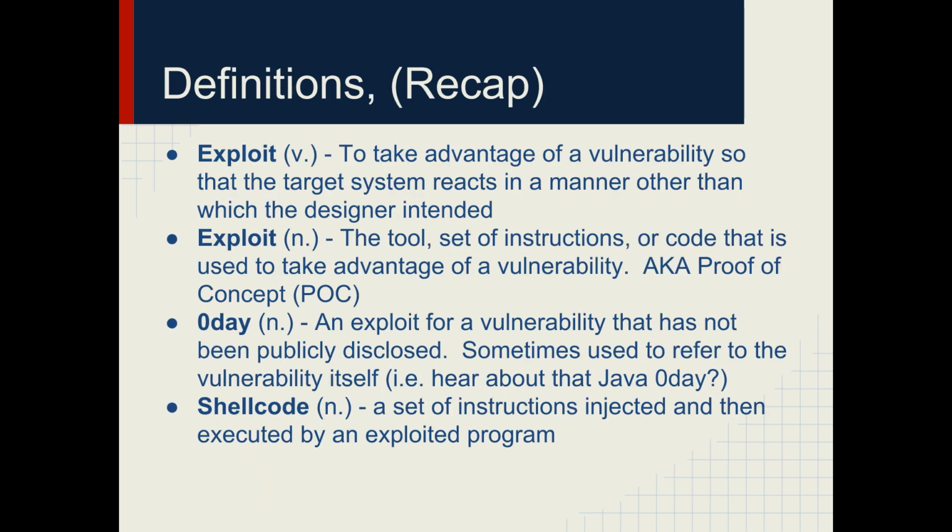It's really simple. To recap some of the definitions we need to know, to exploit something, as a verb, is to take advantage of a vulnerability, basically to gain access. Or in other words, so that the target system reacts in a manner other than intended. Usually the goal is to gain access. By gaining access, you can compromise all three aspects of security: confidentiality, integrity, and availability. If you already have access, you've perhaps already compromised confidentiality, you may have permissions to compromise integrity, and you might be able to bring down the whole service and compromise availability of it.